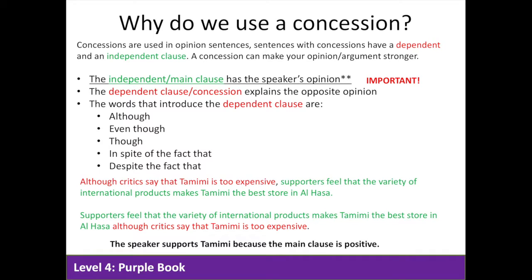Looking at our examples, you'll need to remember the comma rules when we have an independent and dependent clause. Remember that if we start with the dependent clause or concession, you'll need a comma to separate the two clauses. However, if we start with the main clause or independent clause, you don't need a comma. In these examples, the speaker supports Tamimi because the main clause is positive.